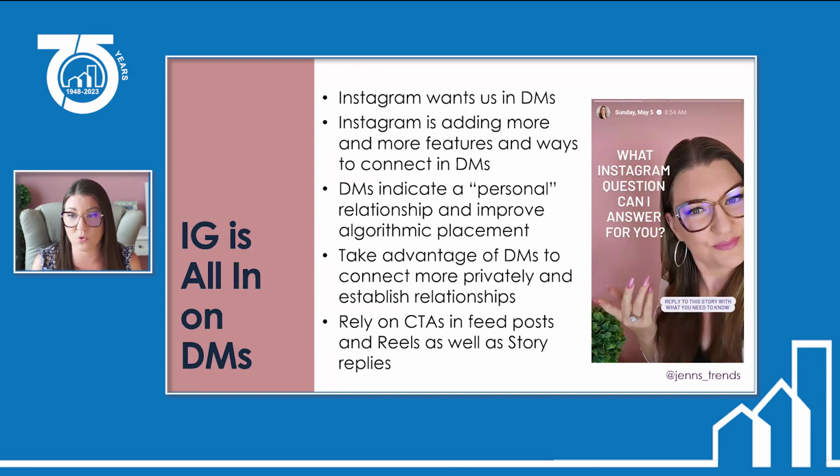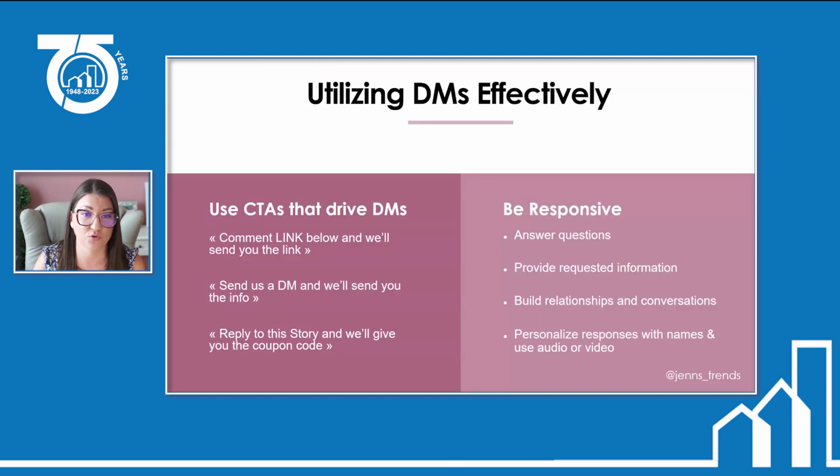So in this case, I had a story. I said, what Instagram question can I answer for you? Reply to the story with what you need to know. So people replied, opened up a direct message, and said, hey, I'm really curious about, hey, I want to know X, Y, whatever it is. And then I can answer them. I can have that dialogue. A lot of times I was sending them to a video, maybe a reel or a post that already answered that question. But I'm giving them that resource and having a personal conversation while building algorithmic preference and being able to have personal dialogue with that individual.